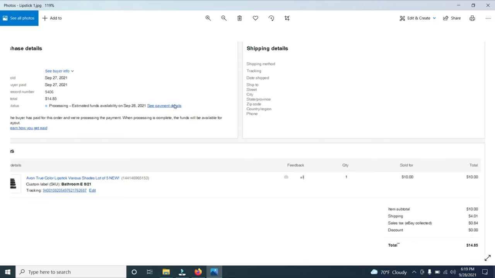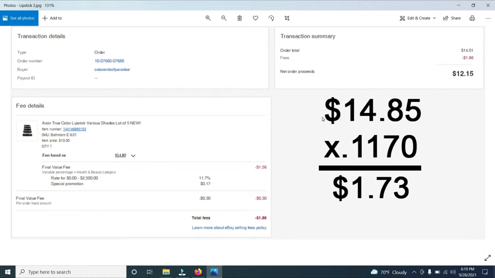Now let's go see what my fees are. So I'm going to go over here and I'm going to click See Payment Details. And here's the answer. For items in this category, which is health and beauty, as you remember, I paid 14.55% when selling a CD. When I sell in the health and beauty category, I am only charged 11.7% in eBay fees. So 11.7% times $14.85 is $1.73. Again, I am a top-rated seller, so I get a 10% discount on the $1.73 charge. $1.73 minus 17 cents is $1.56. That is what I paid in eBay fees. And again, I pay a 30-cent fee on each item that I sell. So $1.56 plus 30 cents is $1.86. That is what it cost me in eBay fees to sell this lot of lipstick.